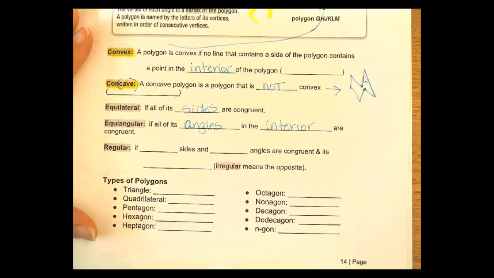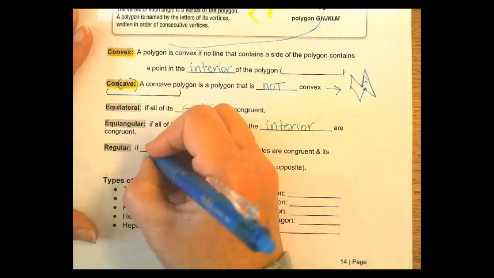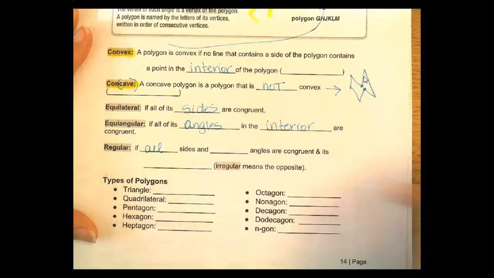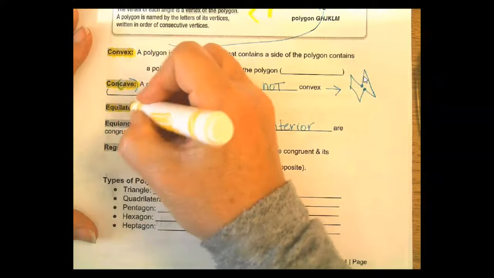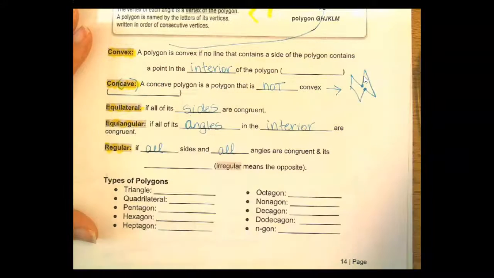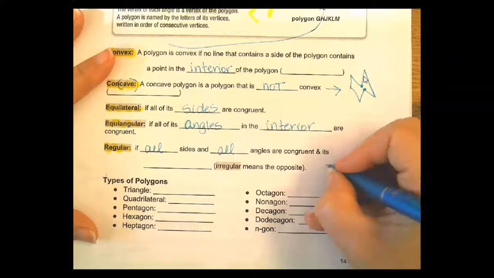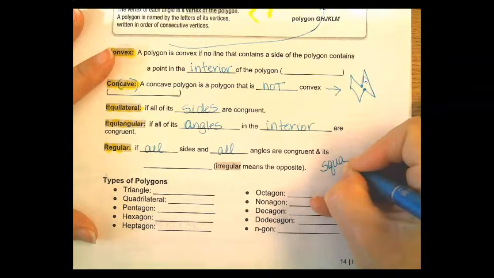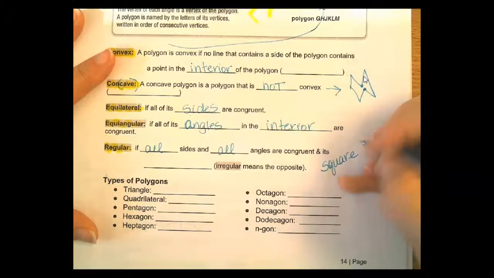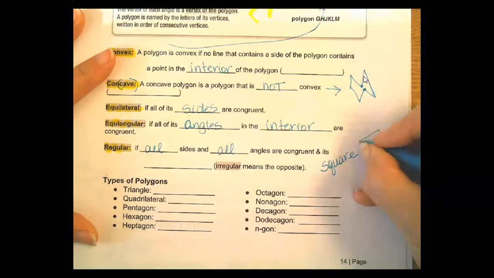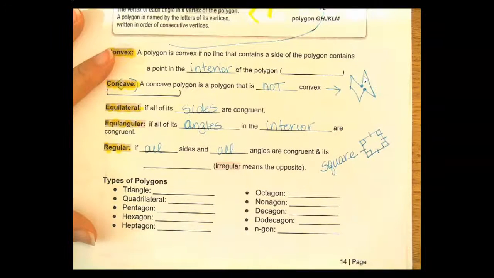Okay, to be a regular figure, that means all sides and all angles are congruent. Irregular means the opposite. Now, an example of a regular figure would be a square. A square is an example of a regular figure because all angles are equal. So all of these are 90. And then all of your sides are congruent.